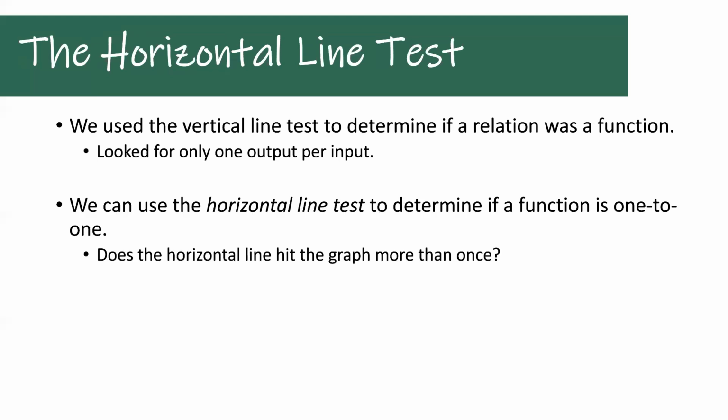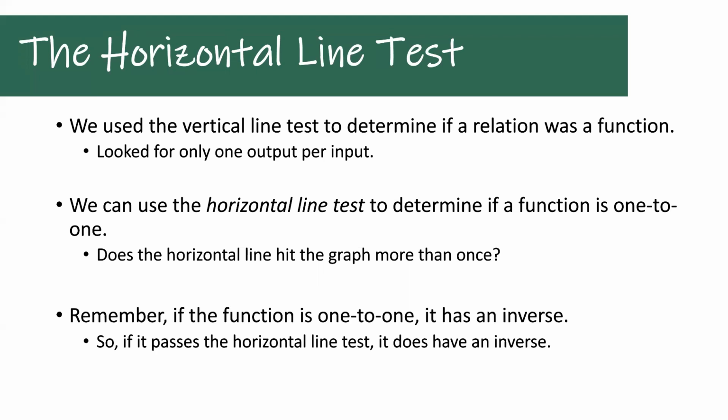Now we're going to flip it and go the other way. The horizontal line test is going to tell us if a function is 1-to-1. So instead of using a vertical line, we're now going to use a horizontal line. Does that horizontal line hit the graph more than once? If it does, the function is not 1-to-1. If it passes the horizontal line test, then we know that there is an inverse and we can find it.